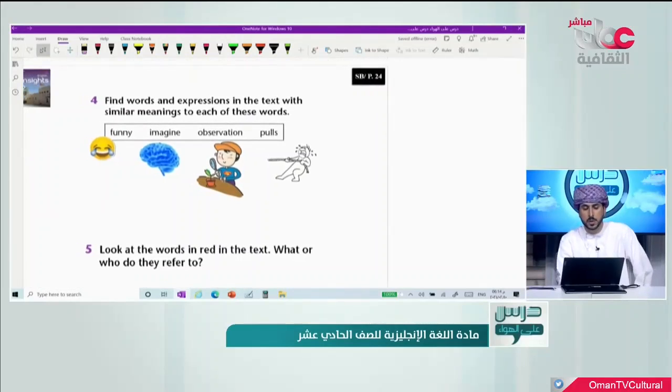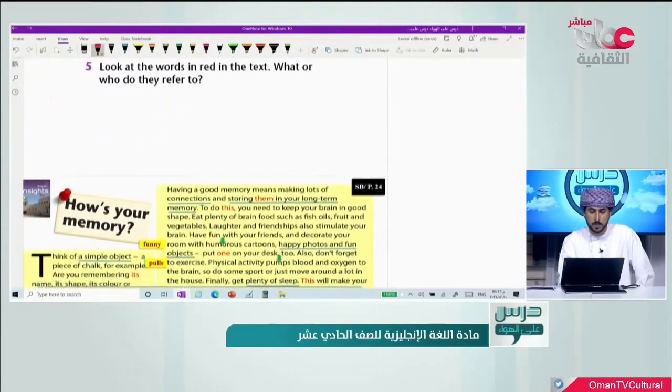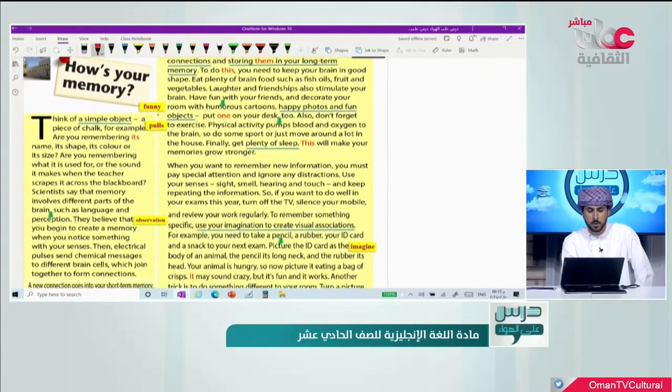Find words and expressions in the text with similar meanings to each of these words. So here we have funny, imagine, observation, and pulse. I put these pictures to help you figure out the meaning of these words. If you go here, you will find funny and you will find the word humorous. Okay, so humorous means funny. Pulse, pumps. Okay, so this is the answer.